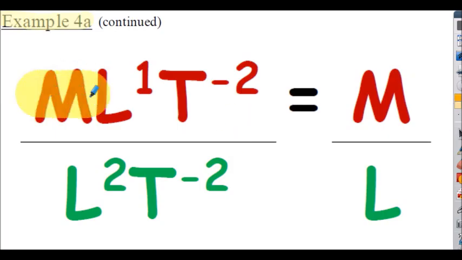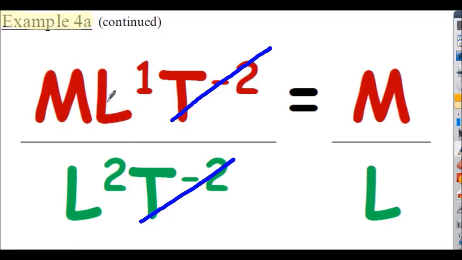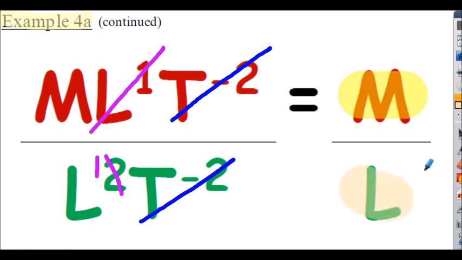So in our numerator we have ml to the 1 t to the negative 2 divided by l to the 2 t to the negative 2. So we can clearly see the t to the negative 2 in the numerator cancels with the t to the negative 2 in the denominator, and the l to the 1 in the numerator cancels with the squared term in the denominator to leave us with l to the power 1. Hence we end up with m divided by l. As I say, sometimes easier to understand the cancelling operations here when expressed in two-line formatting.